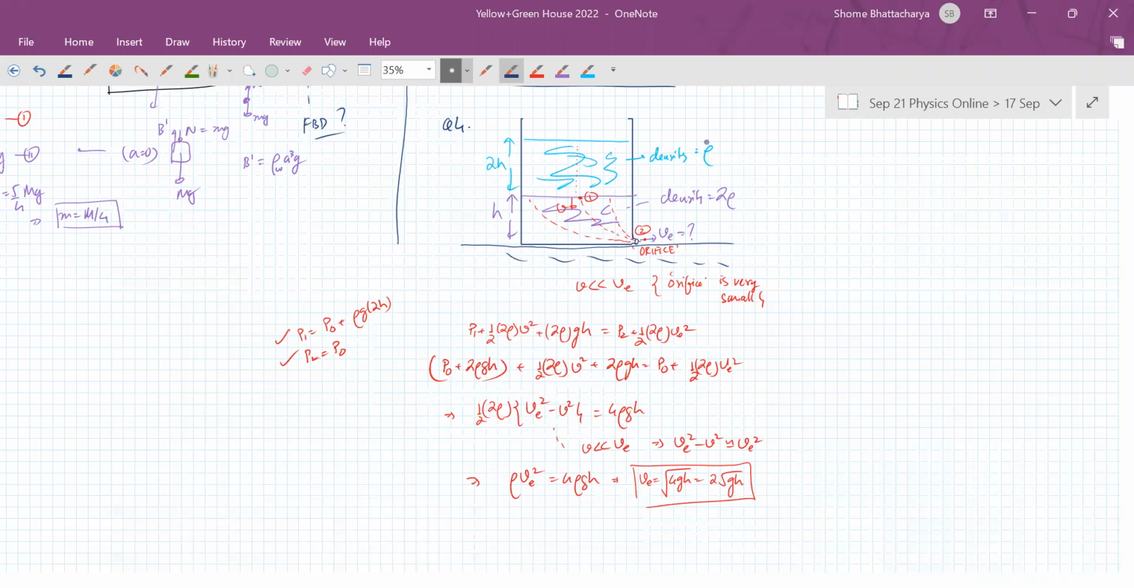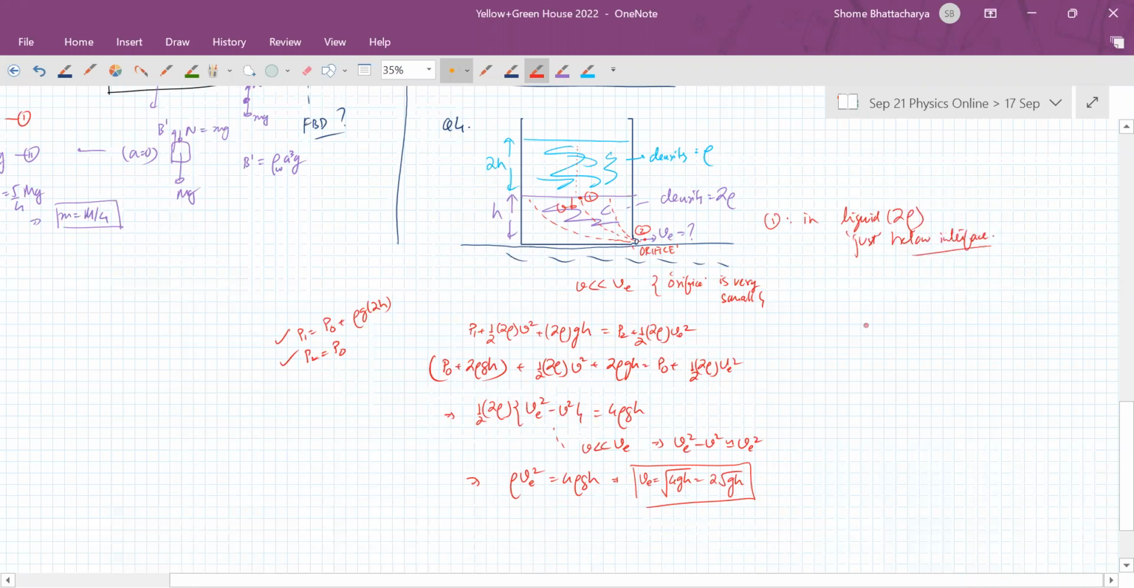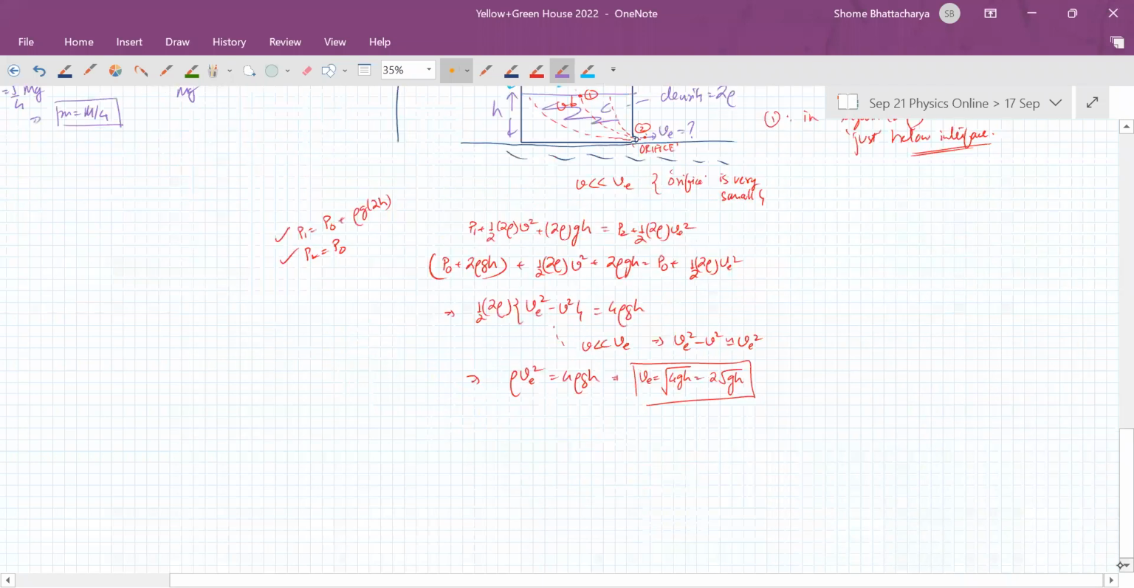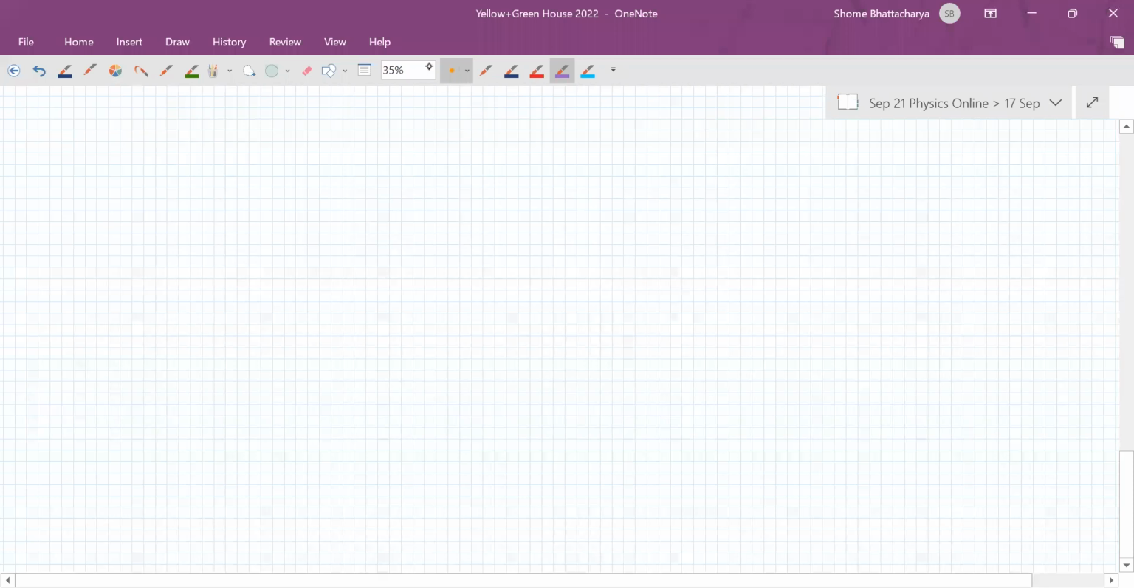Yes, Tantresh. The thing is, when we apply Bernoulli's equation to 2 points, they must lie in the same liquid. So we cannot apply Bernoulli's equation to one point which is in liquid 1 and the other point which is in liquid 2. So point 1 has to be in the liquid which has the density 2 rho, just below the interface. That's important. For example, we cannot apply Bernoulli's equation between a point over here and this point because it's in a different liquid. That is the thing that is tricky in this question. Otherwise, it's a straightforward application. So I hope this is clear.